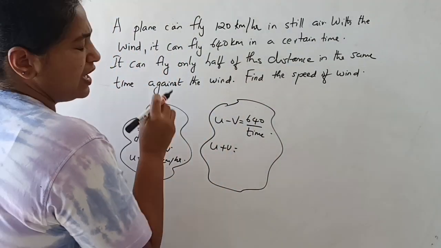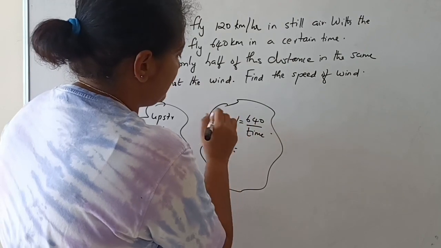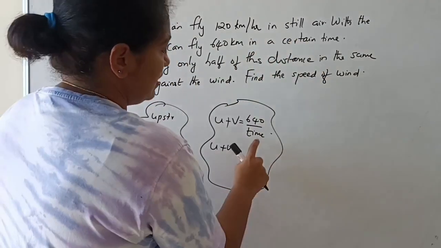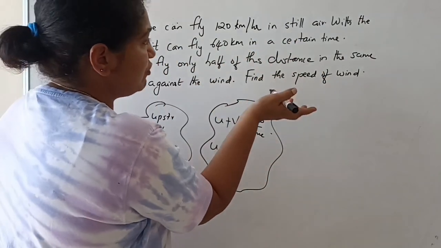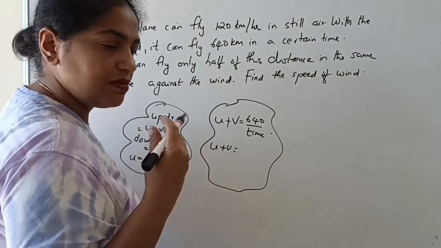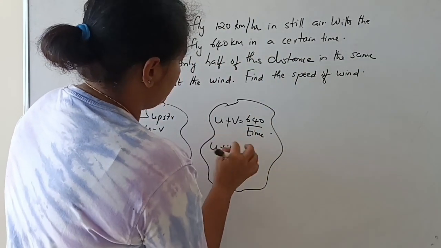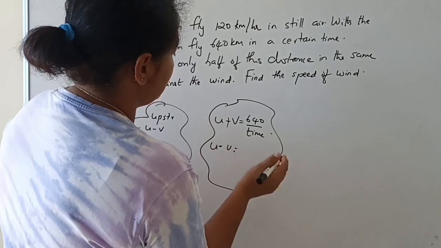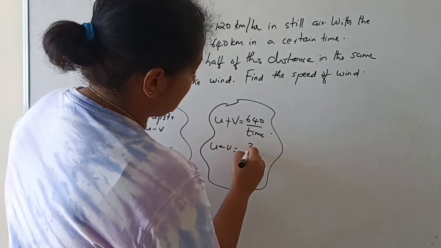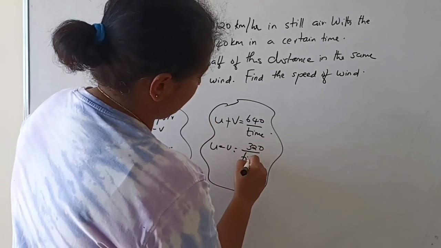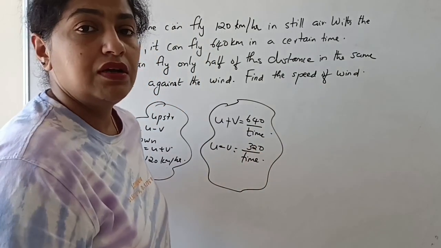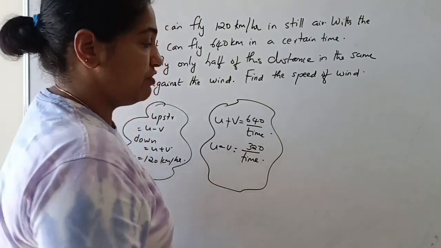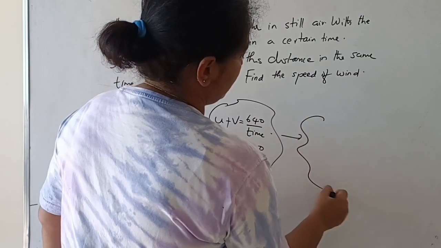Downstream speed is 640 by time, and it can fly only half of the distance in the same time against the wind. My mistake. So u minus v will be half of 640, which is 320 by time. Okay. Now we have done our progression part of it. Now let us move to the condition.